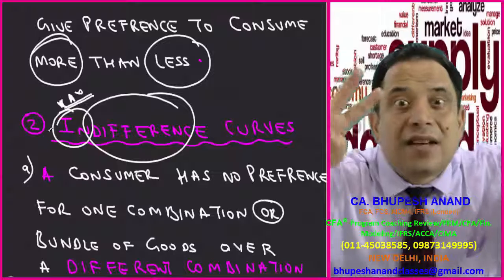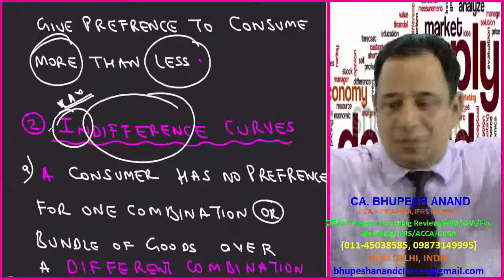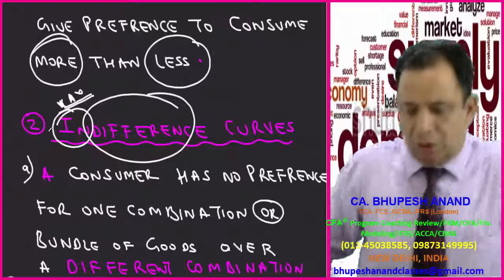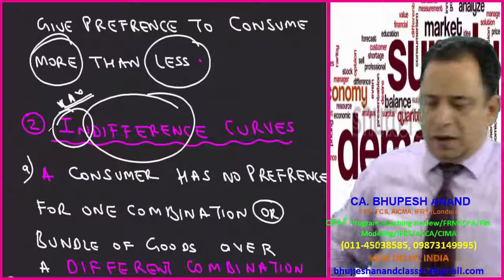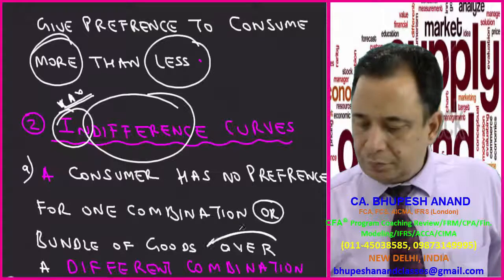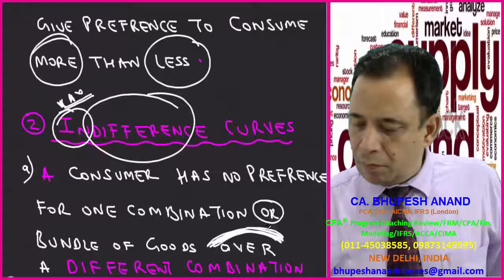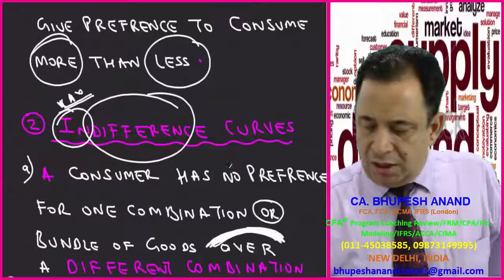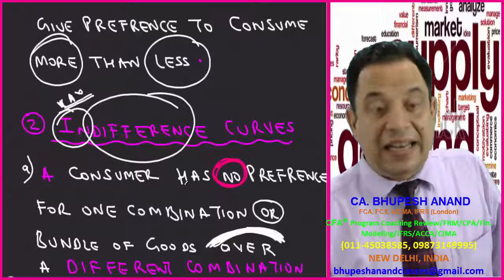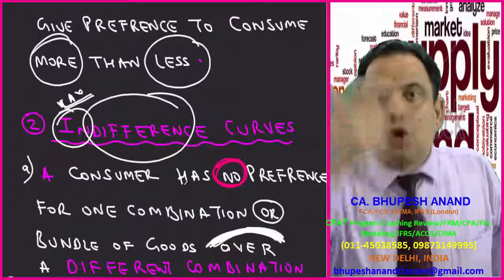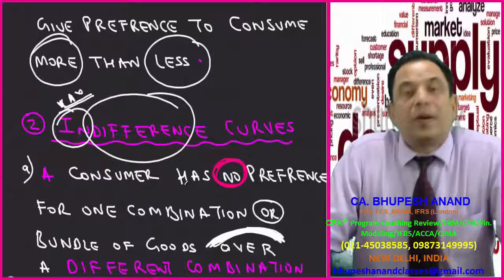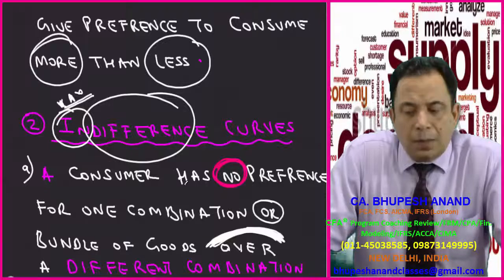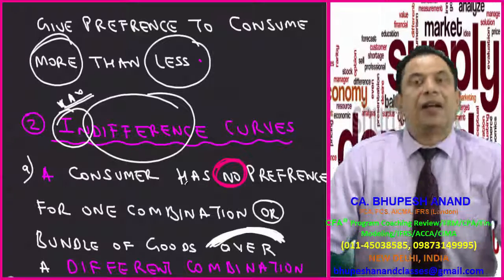I have taken two case studies just to explain the concept of indifference curve. So please note down, a consumer has no preference for one combination or bundle of goods over a different combination. Underline the words, highlight the words. A consumer has no preference for one combination or bundle of goods over a different combination.